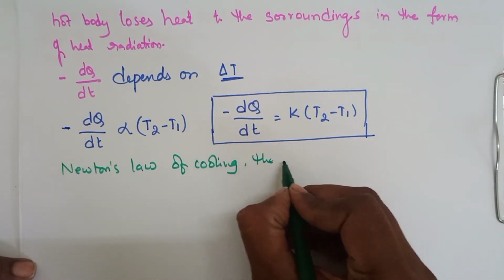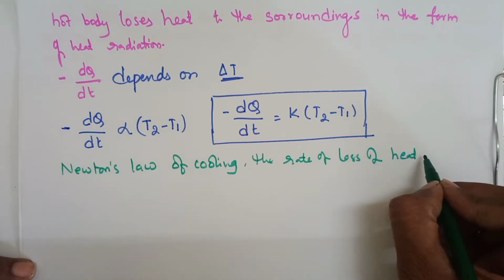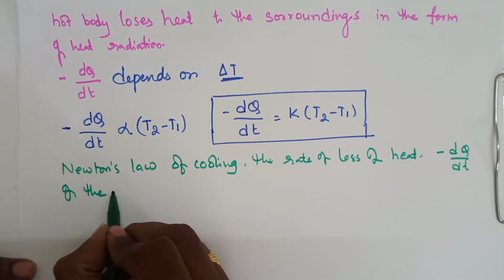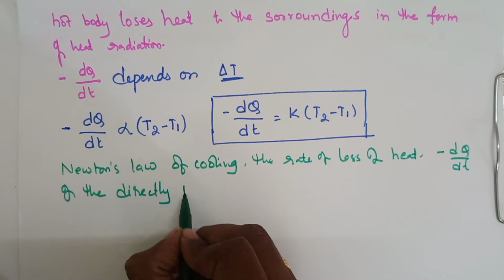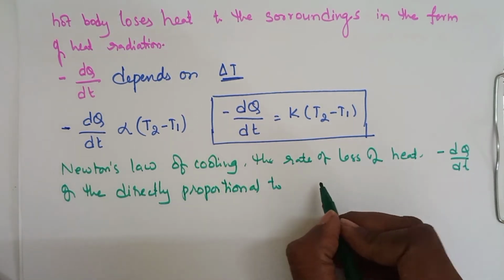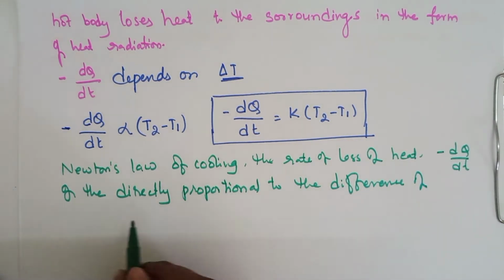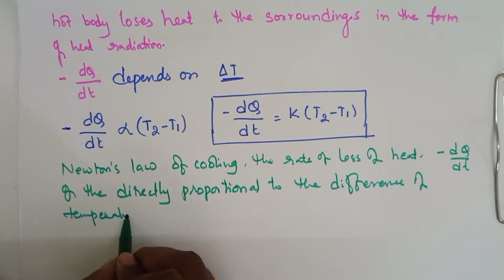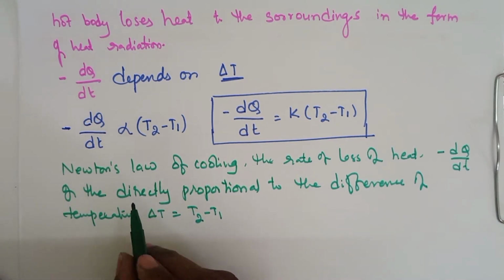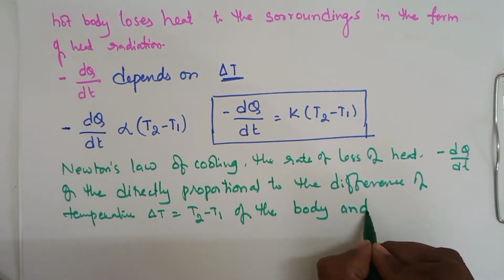Newton's law of cooling: the rate of loss of heat, which is minus dQ by dt of the body, is directly proportional to the difference of temperature delta T, which is equal to T2 minus T1, of the body and the surroundings.